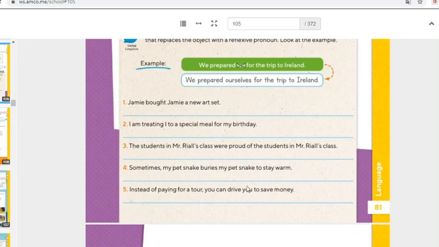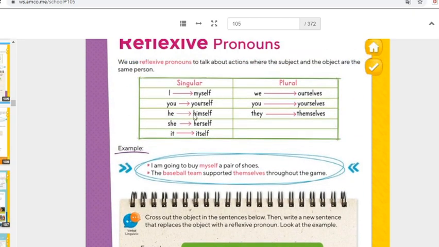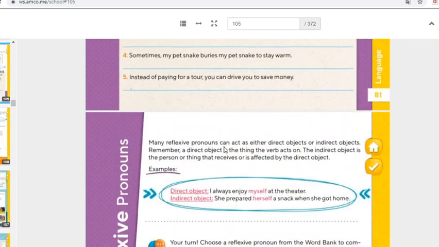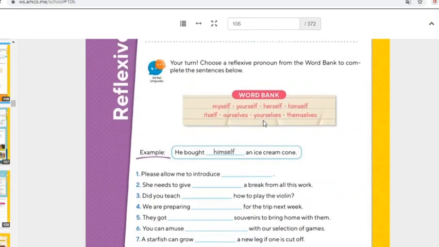What is the reflexive pronoun? Right here. Remember that you need to write the sentence, the new sentence, right here. Recuerden, aquí van a volver a escribir la oración. Ejemplo 1. Jamie bought himself a new art set. Jamie bought Jamie a new art set, but no, not Jamie. We need to put a reflexive pronoun. Right, guys? More reflexive pronoun is here. Many reflexive pronouns. Let's go to the next page. I'm sorry, page number 82.